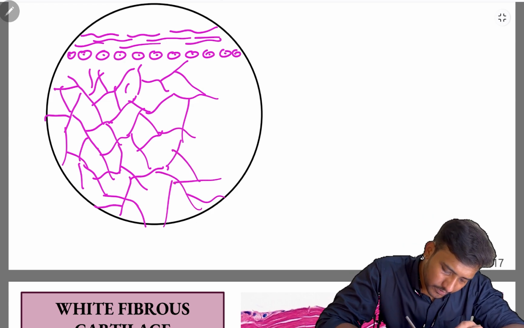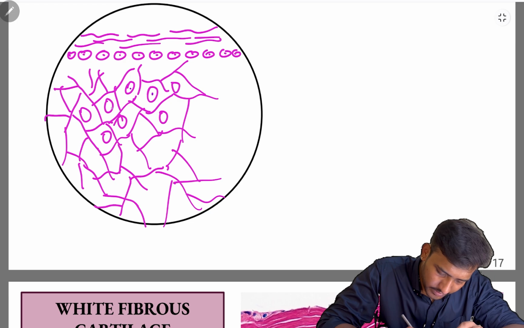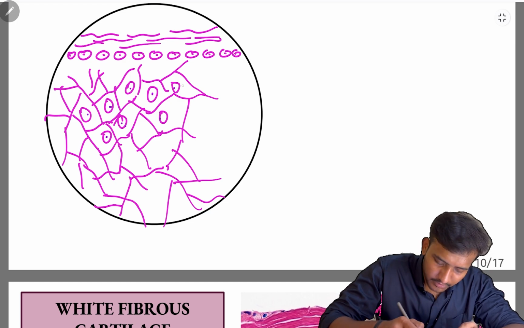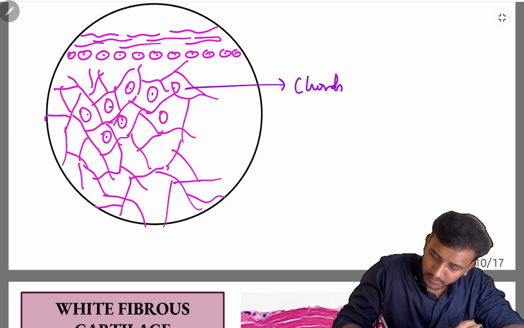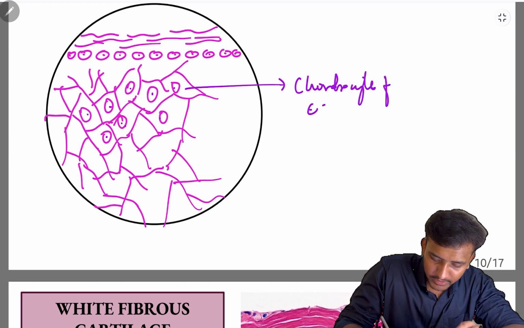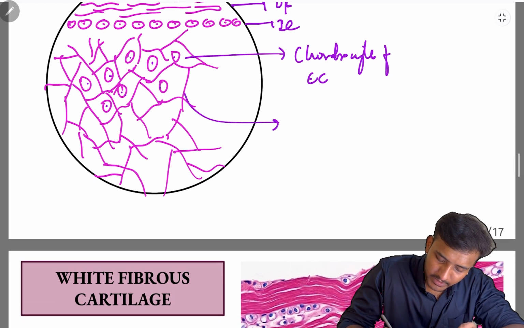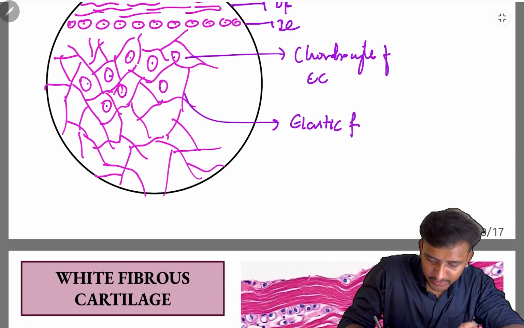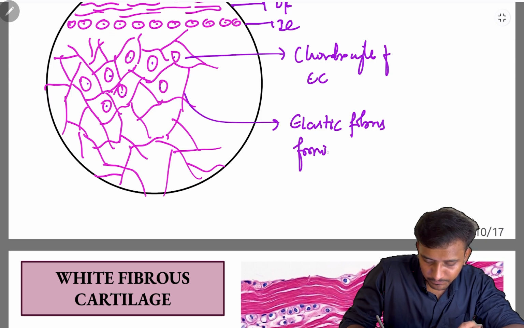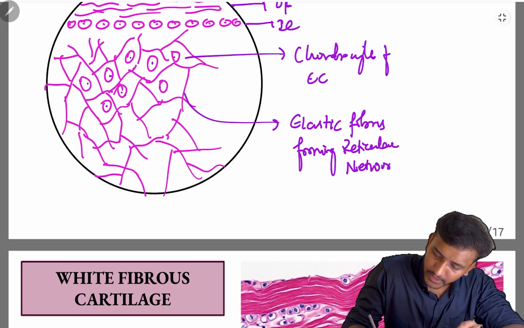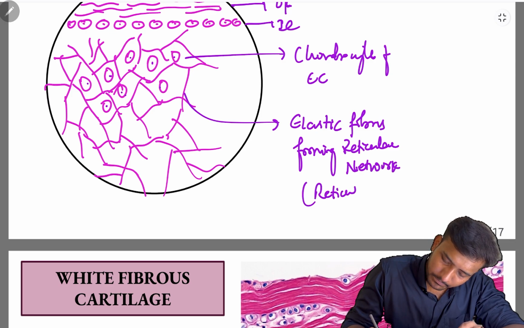Now in these networks only, you will have your elastic cartilage cells singly arranged. That's your chondrocytes, right? These are the chondrocytes of your elastic cartilage, and this is your outer fibrous perichondrium, this is your inner cellular perichondrium. And what are these fibers, guys? These are your elastic fibers forming a reticular network, and that is why we call them reticular fibers as well. Please remember this one.